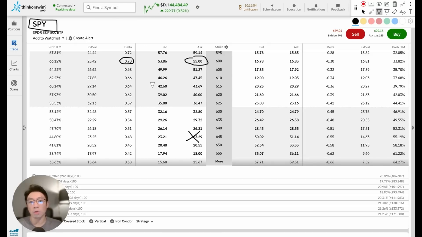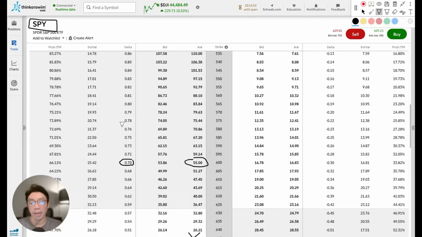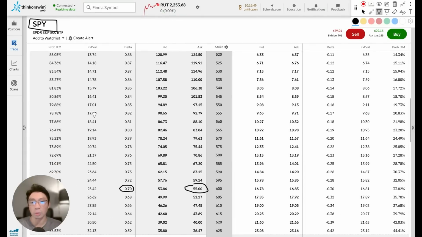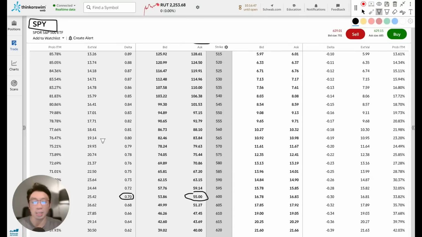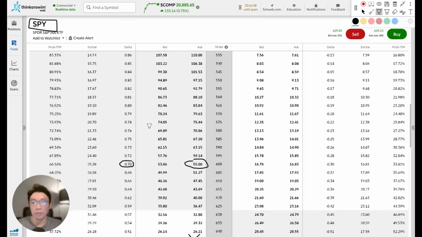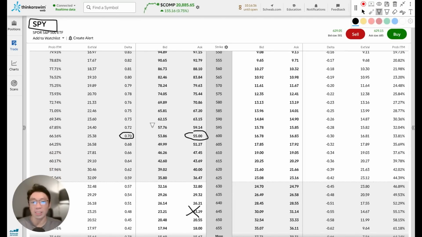So if you were to go for the higher delta ones, at least your extrinsic value is not that high. So you do have some buffer in case the market just goes sideways, you do not lose as much. So if you want to go for a lower cost, you can definitely go for the 70 delta one. So it's going to cost you about $5,500 to put one of these options on.